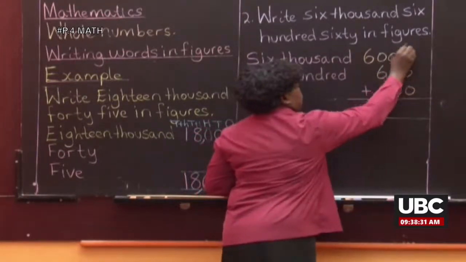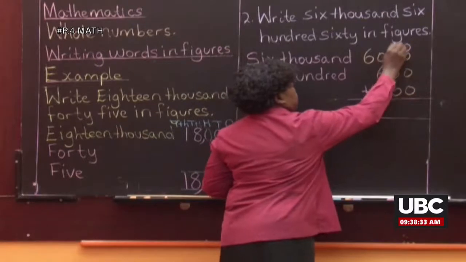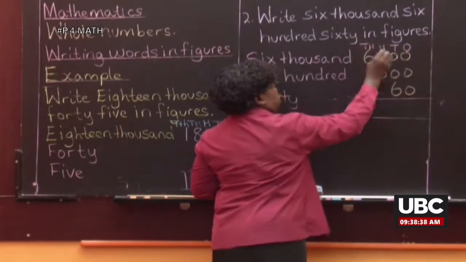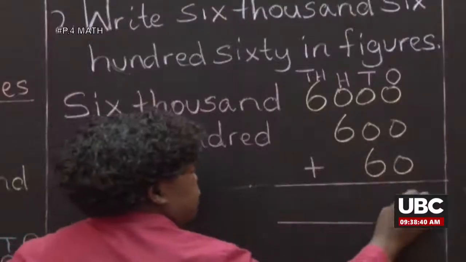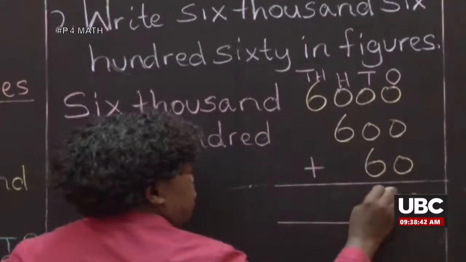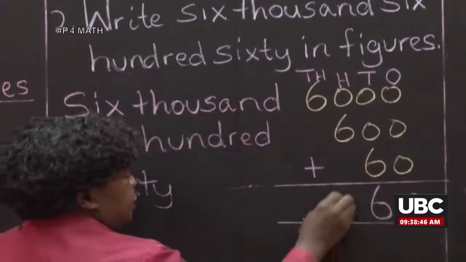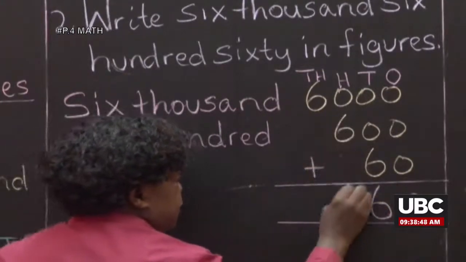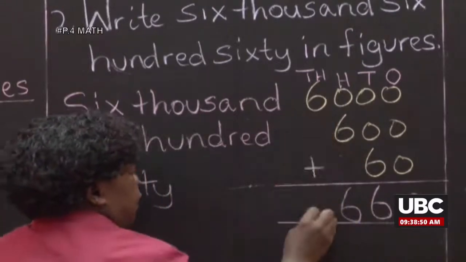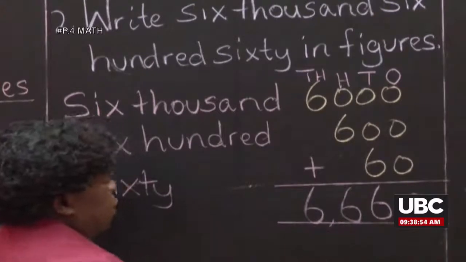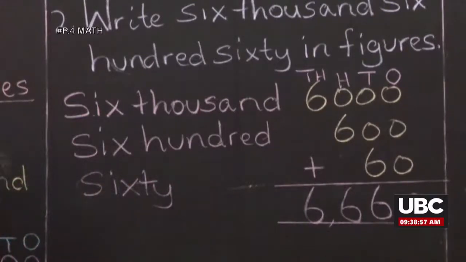When you add here, under the ones, that is tens, hundreds, and thousands. We shall get 0 here. 0 plus 6, you get 6. 0 plus 6, you get 6. And 6 plus 0, you get 6. So our answer is 6,660.